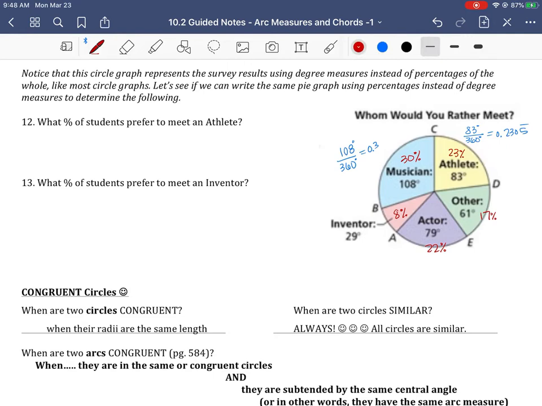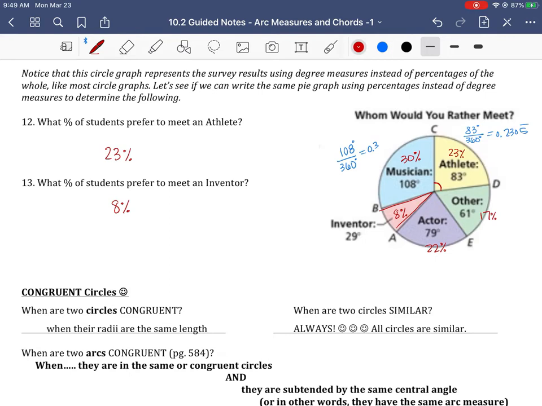All right, so let's answer these questions. It says, what percent of students prefer to meet an athlete? So if we look over here, this 83 degrees represented 23% of the students. And then it says, what percent of the students prefer to meet an inventor? And it looked like 8% here if we were looking at this inventor section there. Again, if it asked us how many students, we would need to know how many they actually surveyed, and then we could find 8% of those individuals to do that.